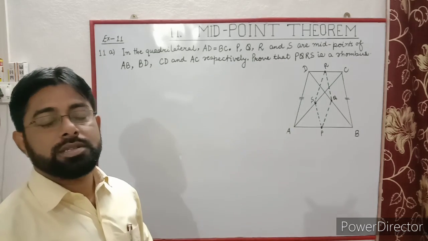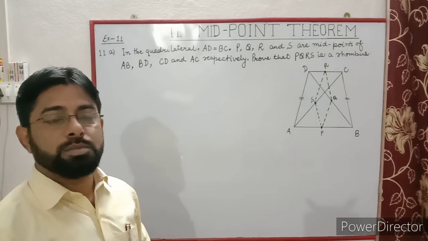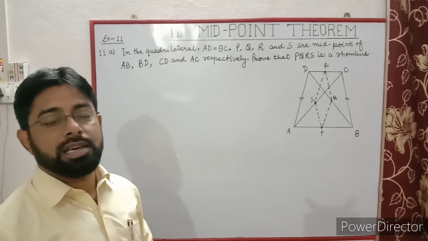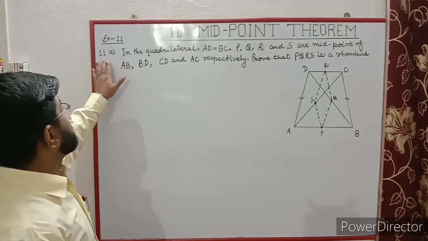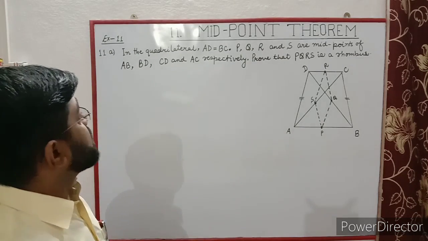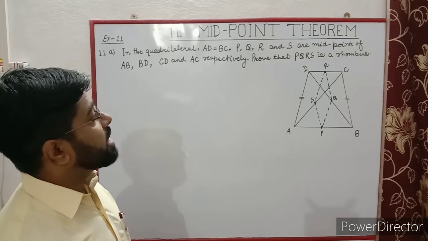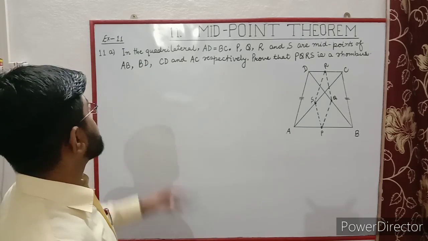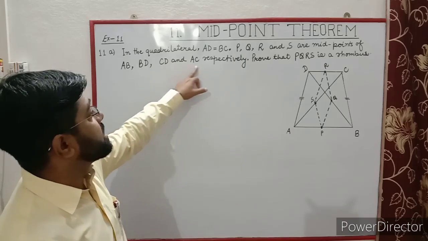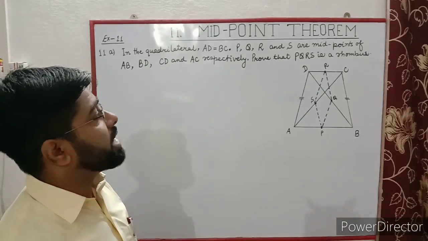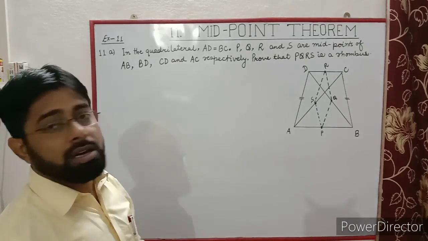Hello my dear students. Today we are going to discuss more questions from exercise 11. Let's see. 11a. In the quadrilateral ABCD, AD is equal to BC, and P, Q, R and S are midpoints of sides AB, BD, CD and AC respectively. Prove that PQRS is a rhombus.